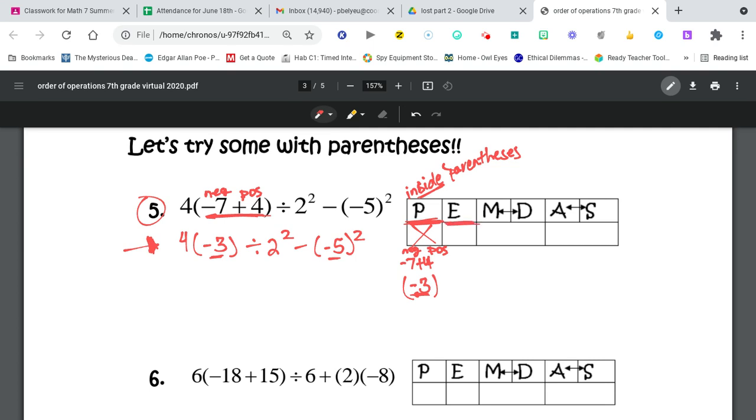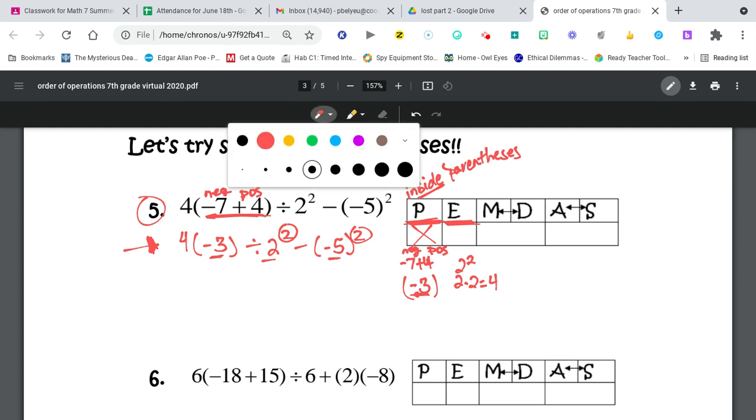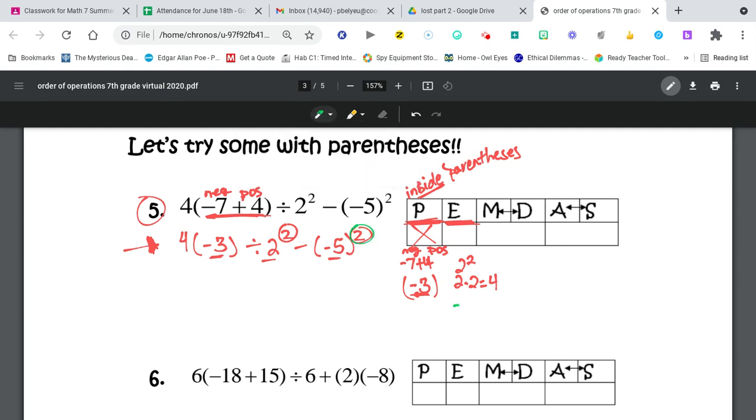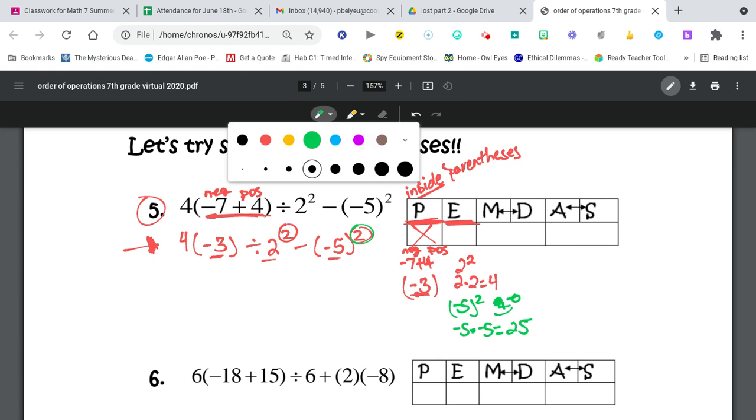Then next, check for exponents. I see an exponent here and an exponent here. So I got two exponents to take care of. Let's take care of this one first. 2 to the second power is 2 times 2, which is 4. And then you got this one. So I'm going to do negative 5 to the second power, which is negative 5 times negative 5, which is positive 25. Because we all know a negative times a negative is a positive, or same sign gives us a positive when we multiply.